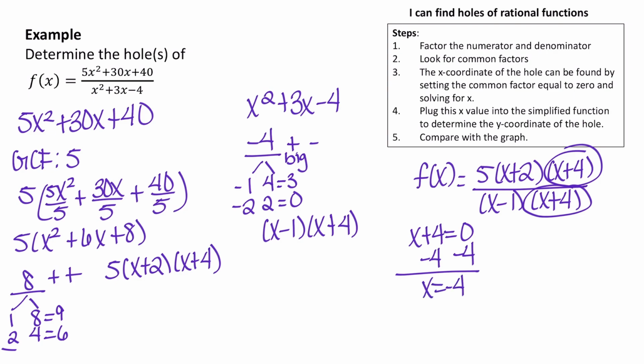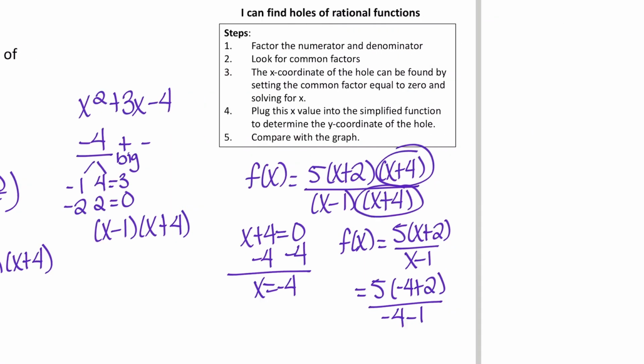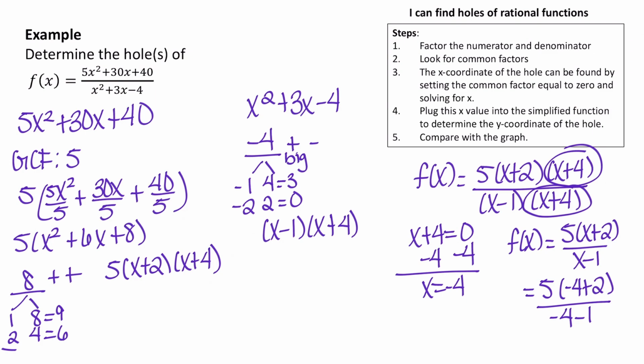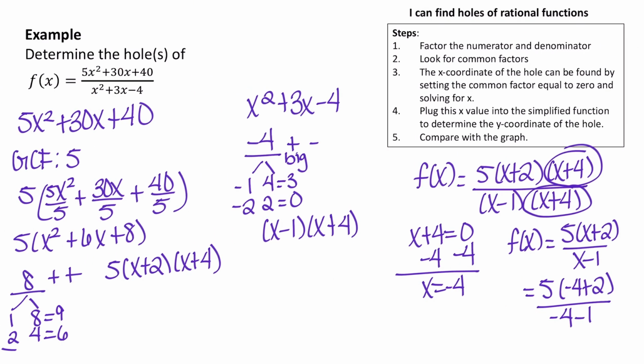To find the y value, we're going to plug into f of x in its simplified form. So f of x is 5 times (x plus 2) over (x minus 1). So that is 5 times (-4 plus 2) over (-4 minus 1). Actually, I'm out of room, so I'm going to write on the next slide. 5 times -2 over, let's see, -4 minus 1 is -5. So we have -10 over -5, which equals 2. So the hole is going to occur at (-4, 2), because that is the y coordinate we found when we factored the numerator and denominator.